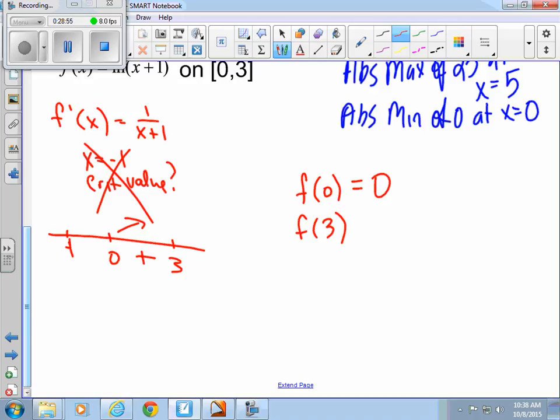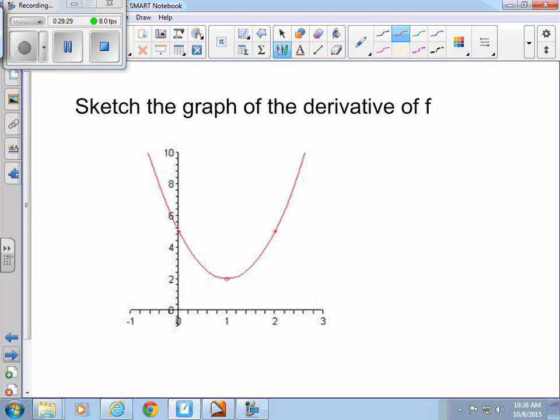And I don't know the natural log of 4, right? So if I'm without a calculator, I'm just going to call it natural log of 4. It is bigger than 0. And you probably know that based on a logarithm graph, and natural log of 4 is a value greater than 0. So this is my absolute min, and this is my absolute max. Any questions about this? So that is how you do absolute extrema.